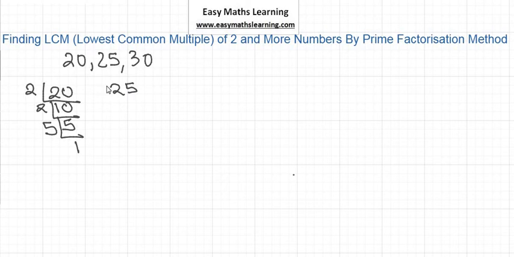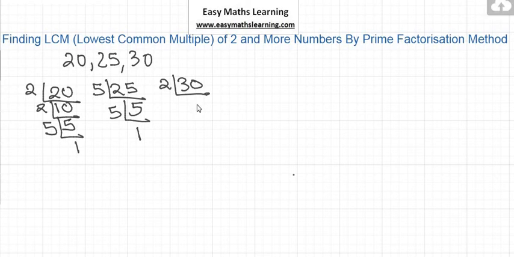25, it's not a multiple of 2, and it's not even a multiple of 3. So I start dividing by 5. 5 times 5 is 25. I again divide by 5. So this is 1. Now 30. 30 is an even number, so I start dividing by 2.